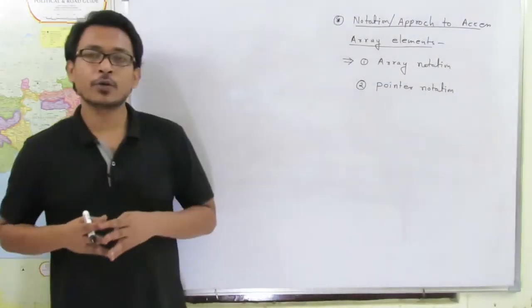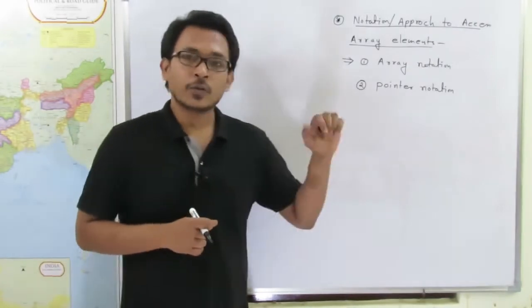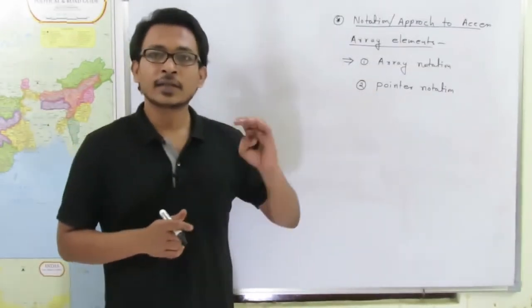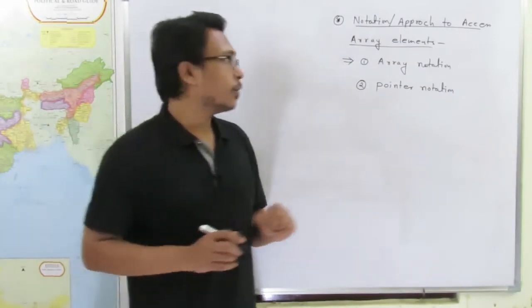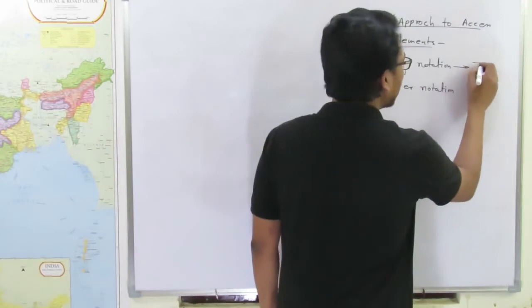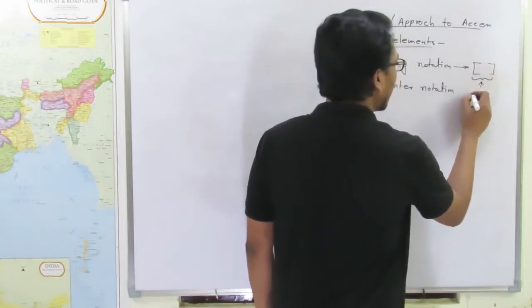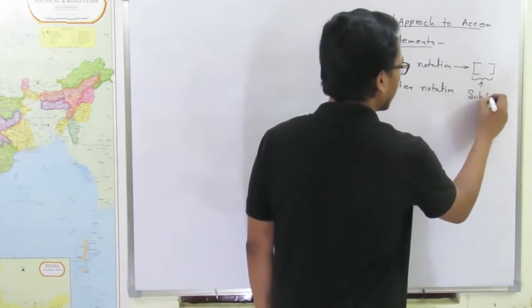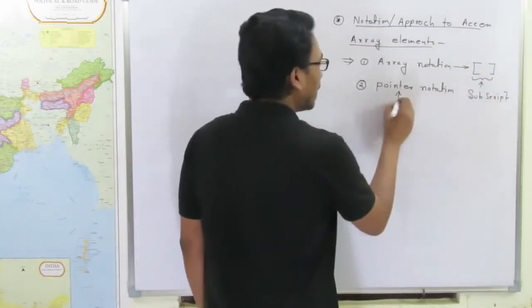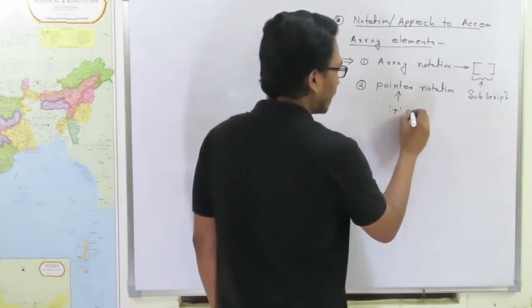Look, we already know that the array name is a constant pointer. Because of that, we can use this pointer notation also to access array elements. Clear? Now, in case of array notation, we will use the subscript operator. This operator is called the subscript operator. And in case of pointer notation, we will use the plus operator.